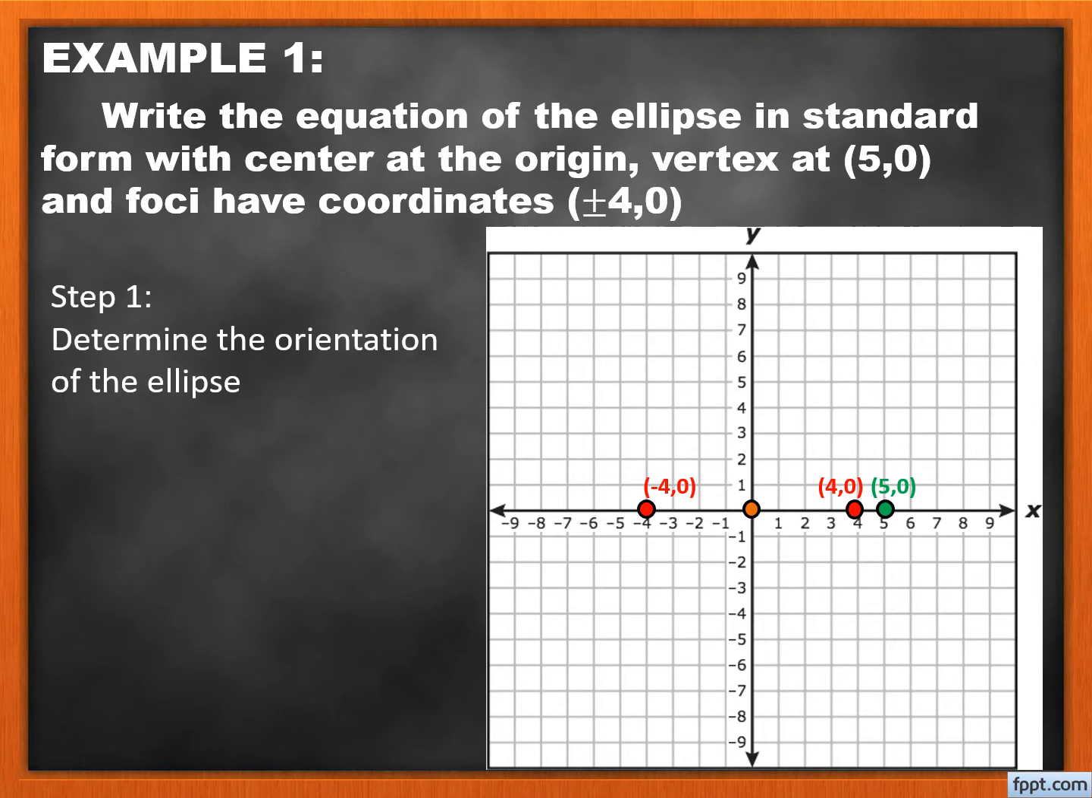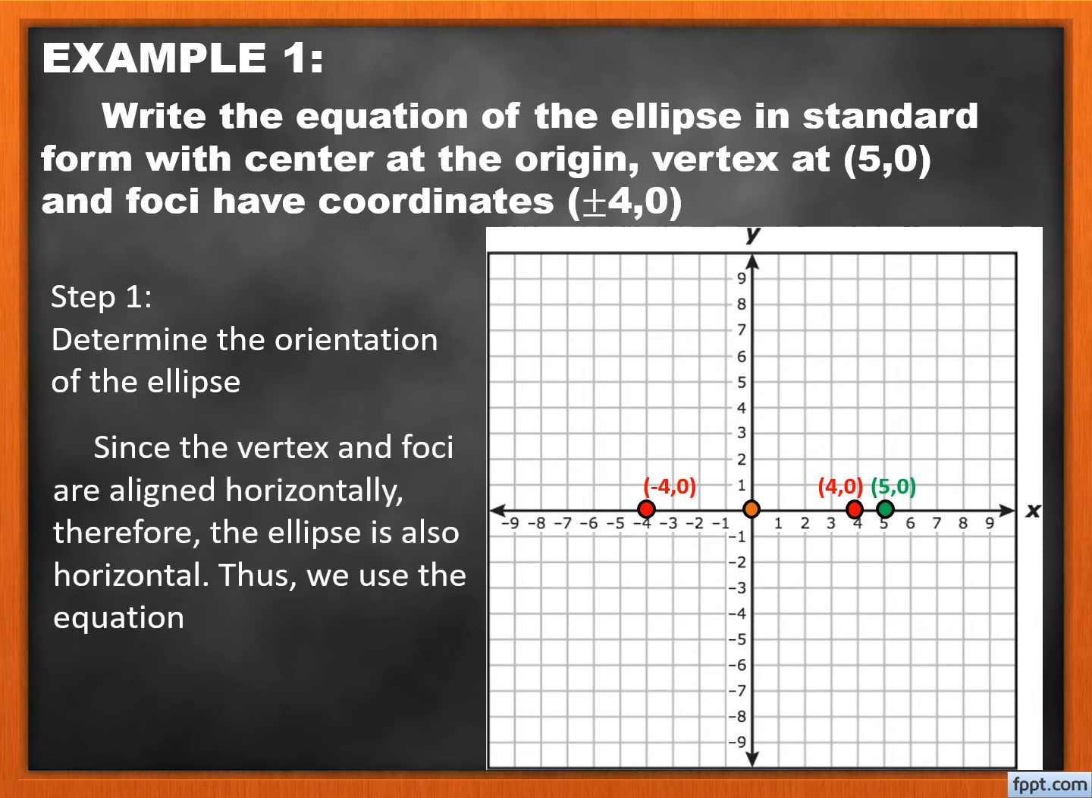For step 1, we must determine the orientation of the ellipse, whether it is vertical or horizontal. Since the vertex and foci are aligned horizontally, therefore, the ellipse is also horizontal. Thus, we use the equation x squared over a squared plus y squared over b squared equals 1.